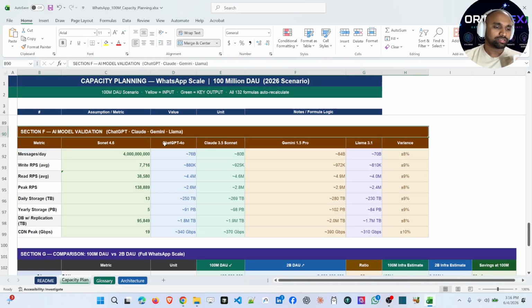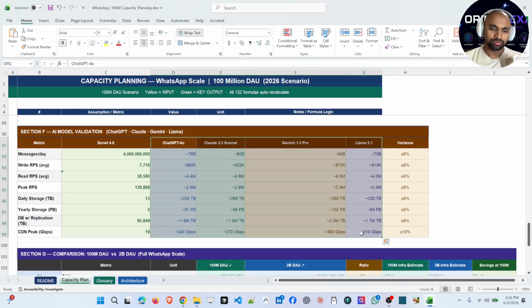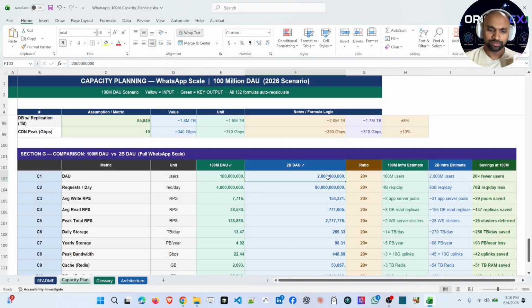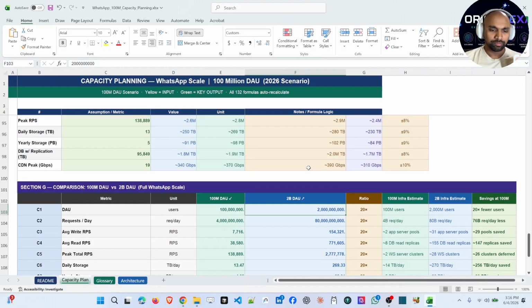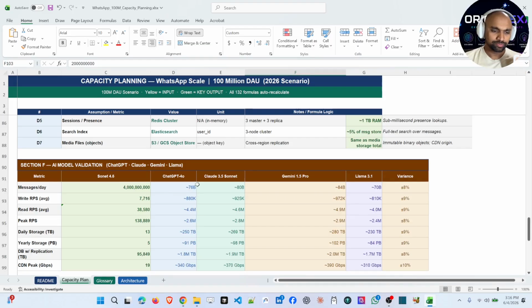For this AI model validation, I have used these many GPT models to calculate the exact output based on the current WhatsApp user count, 2 billion daily average users for WhatsApp. Okay, we have considered only 100 million, but the actual value is around 2 billion daily average users. And based on that, it has populated these values. These are the values calculated by GPT-4o. This is by Claude 3.5 Sonnet, and this is by Gemini 1.5 Pro. And Llama is calculated around this one. The variance is around 8 to 10% in every model.